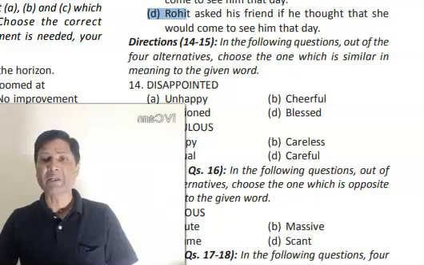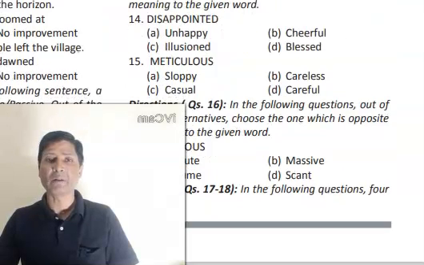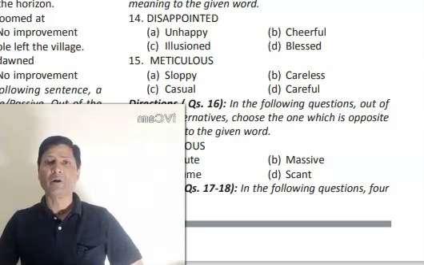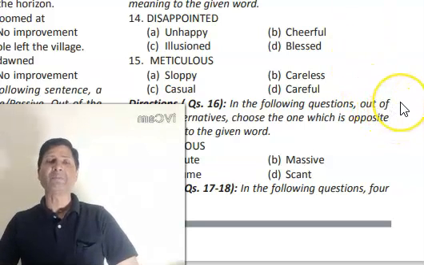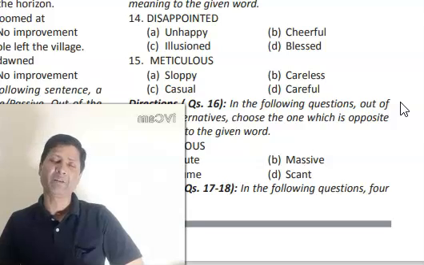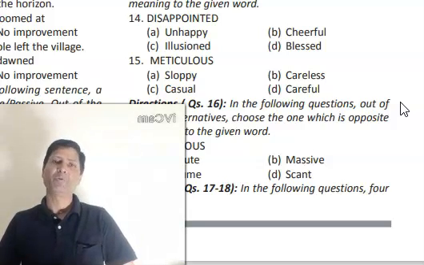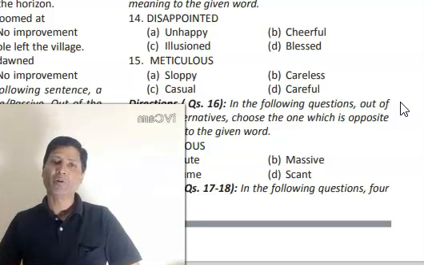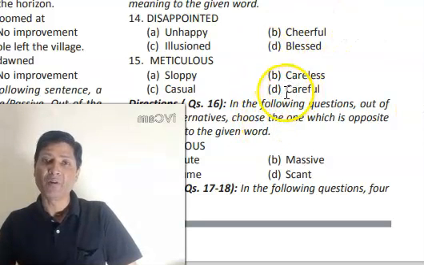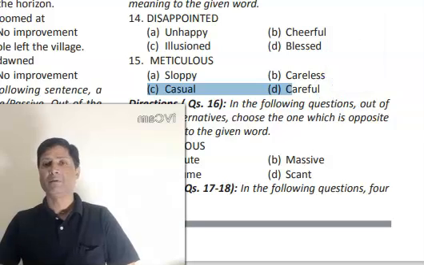Disappointed means unhappy because something has not happened as per your desire. So unhappy will be the right answer. Meticulous means careful in your work, when you are thorough, when you are very, very careful. So thorough should be careful. Careful will be the right answer.